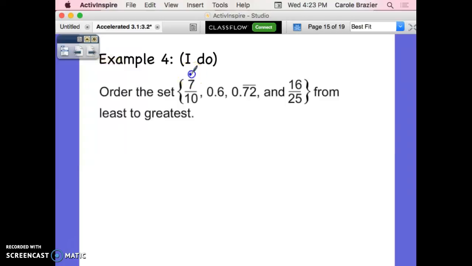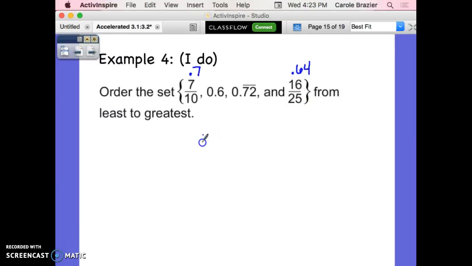So 7/10 becomes 0.7. 0.6 is already a decimal. 0.72 repeating is already a decimal. And 16/25 is easy to convert because if I multiply by 4, I'll have 0.64 because 25 over 100. And then I can easily see which one is my smallest.